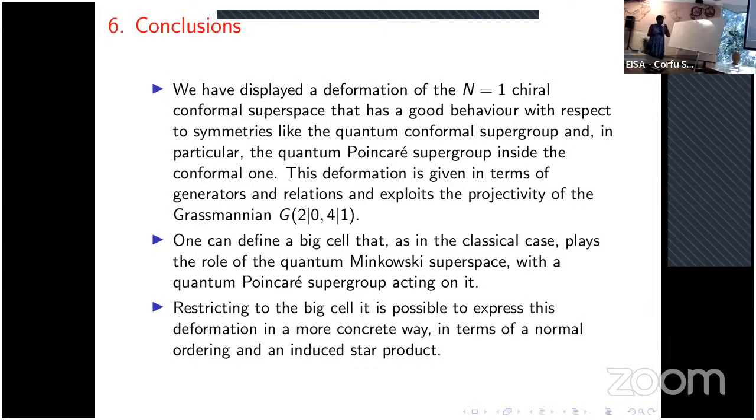So these are my conclusions. We have displayed the deformation of N equals 1 conformal superspace that has a good behavior with respect to symmetries, like the quantum conformal supergroup, in particular the quantum Poincaré supergroup that is inside the conformal one. This deformation is given in terms of generators and relations explicitly, and exploits the projectivity of this Grassmannian. One can define the big cell as in the classical case; it plays the role of quantum Minkowski superspace, and there is a quantum Poincaré group acting on it. Restricting to the big cell, so restricting to the Minkowski superspace, it is possible to express this deformation in a more concrete way in terms of a normal ordering and an induced star product.